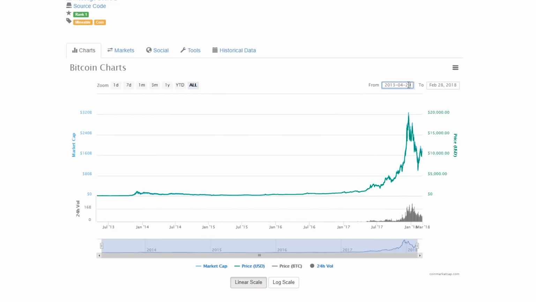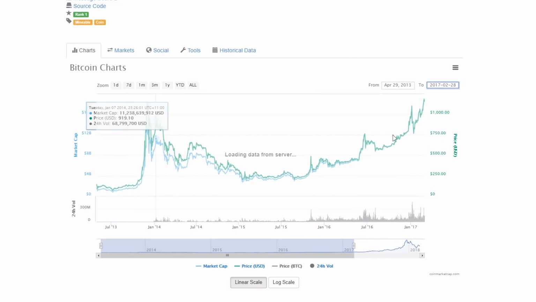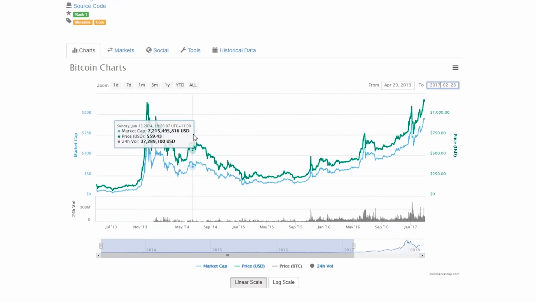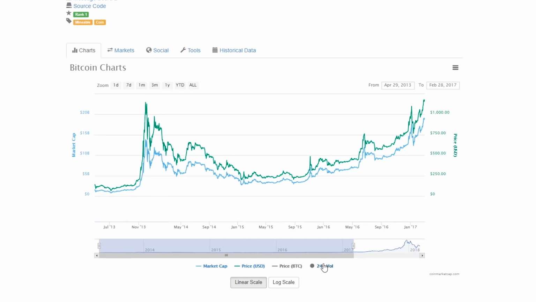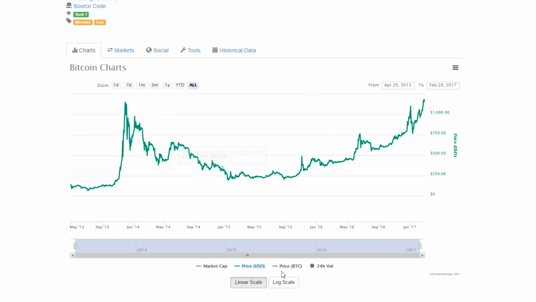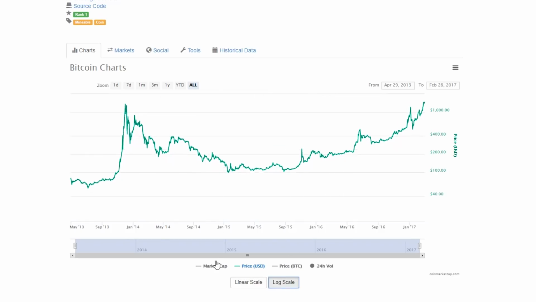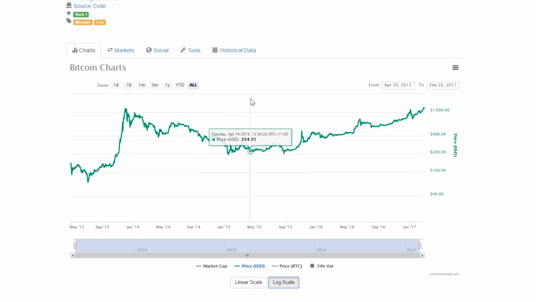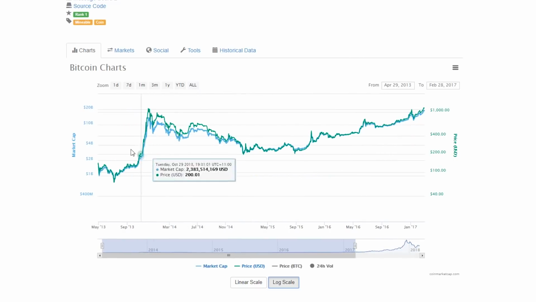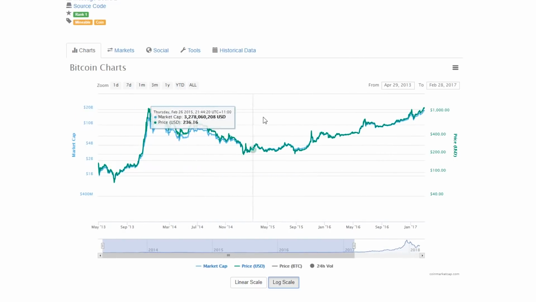You can also put in specific date periods here if you want to look at it at a specific date. Let's say if we wanted to go 2017 to 2017, and then you just hit enter and it'll actually load that specific time window for you. Now down the bottom here we have market cap, price in US dollars, Bitcoin and 24-hour trading volumes. By clicking these you can actually turn these on and off. You can turn off market cap if you just want to look at the price, and you can play with different things. You can also look at it over a log scale, which puts an interesting perspective on it as well. So lots of different things you can do just by looking at the markets here.